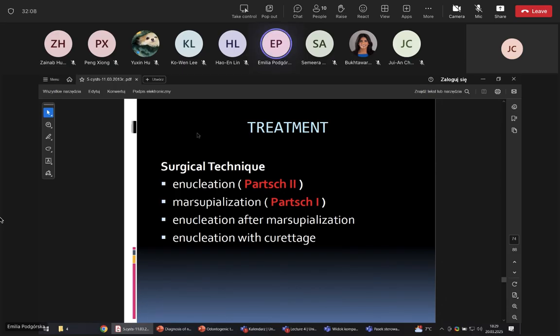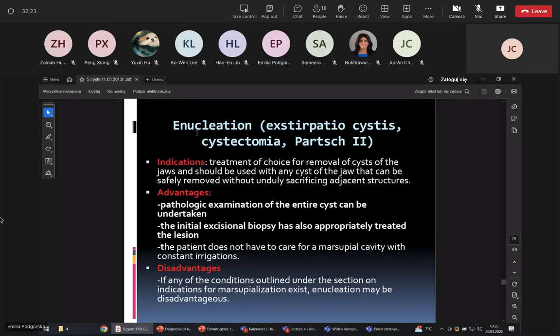Treatment: surgical techniques are enucleation, part 2; marsupialization, part 1; enucleation after marsupialization; and enucleation with curettage. Enucleation, extirpation, cystectomy, part 2. Indications: treatment of choice for removal of cysts of the jaw, and should be used with any cysts of the jaw that can be safely removed without unduly sacrificing adjacent structures.